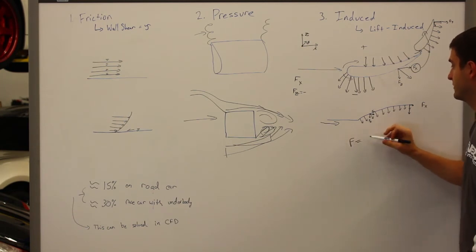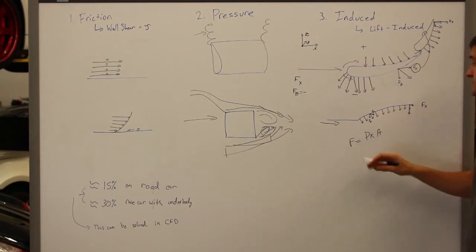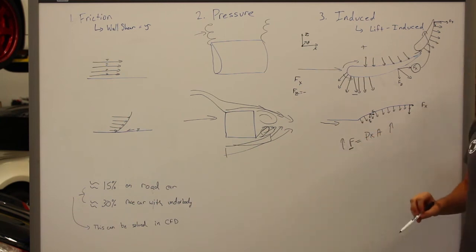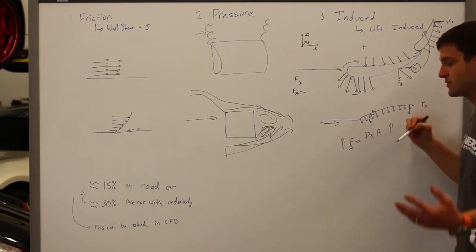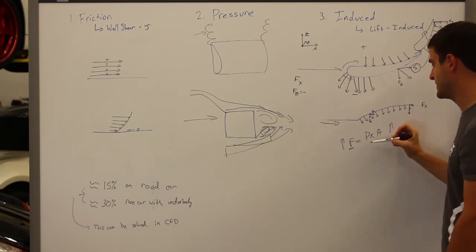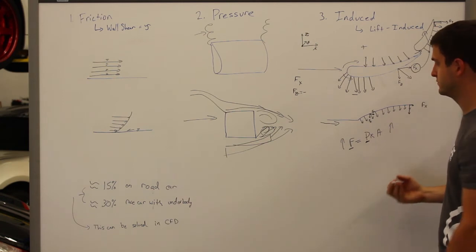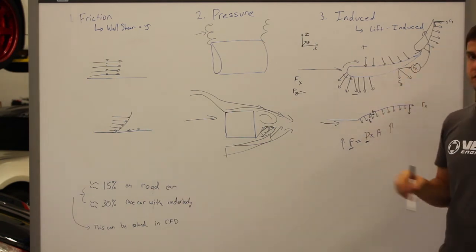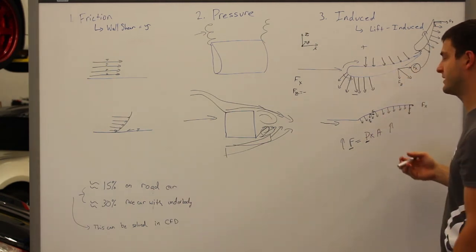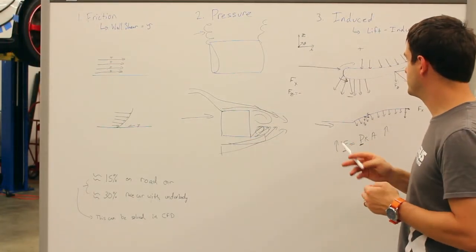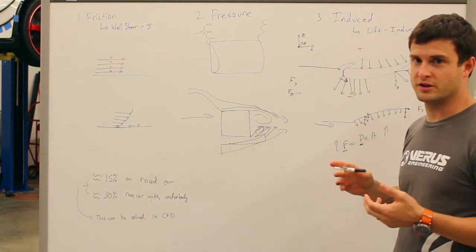Basically, force equals pressure times area. So as area increases, force will also increase. If you extend the area of a surface that has these with the same pressure, your force is going to go up. It's beneficial, which is why bigger wings make more downforce. Makes sense, logically.